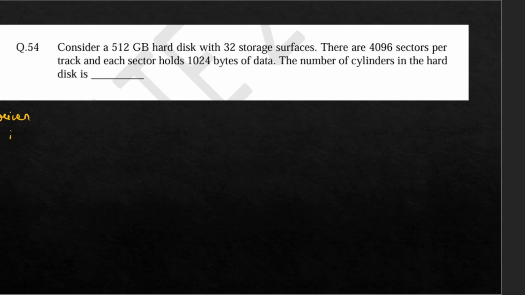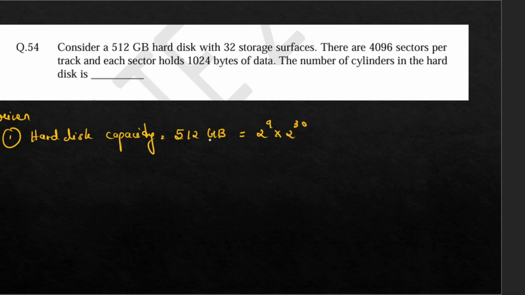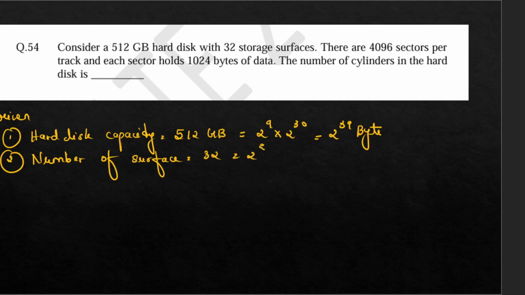The first thing given to us is hard disk capacity, which is 512 GB, and we all know that this is not what we want. We always want this in powers of 2. So 2 to the power 9 and 2 to the power 30, because gigabyte is represented as 2 to the power 30. So this is basically 2 to the power 39 bytes. Now this is what is of our use. Second, they have given number of surfaces, 32. Again I will write it as 2 to the power 5.